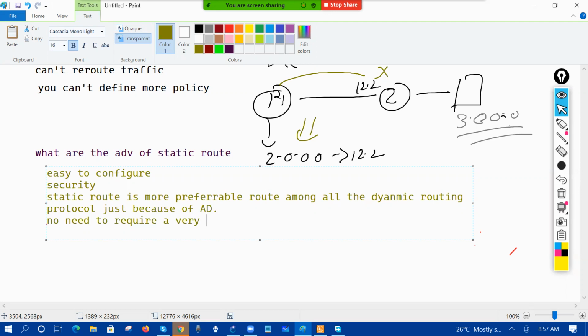A very good engineer, a normal engineer, even a CCNA guy can also deploy this static route. There are times when we are doing cost saving, cost cutting, and this is only for a small network, not for a big one.